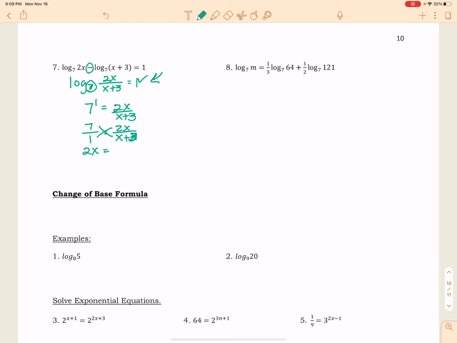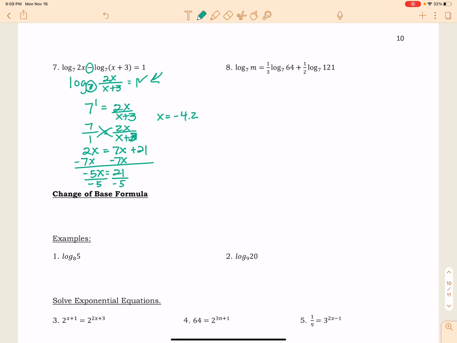So I've got 2x equals 7x plus 21. Don't forget to distribute that 7. So I'm going to subtract 7x from both sides. So I've got negative 5x equals 21. Going to divide both sides by negative 5. That gives me negative 4.2.